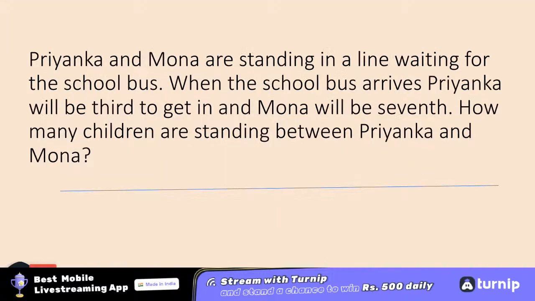Great. Moving ahead to the next one. Priyanka and Mona are standing in a line waiting for the school bus. Now Priyanka and Mona are both standing in line and waiting for the school bus. When the school bus arrives, Priyanka will be third to get in and Mona will be 7th. How many children are standing between Priyanka and Mona?